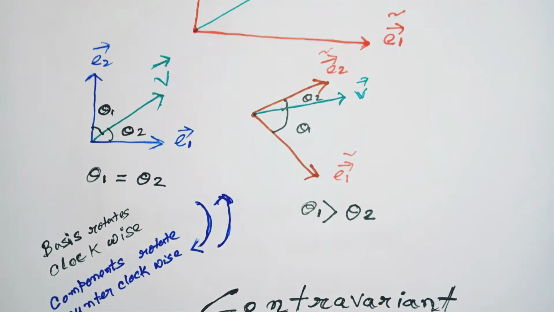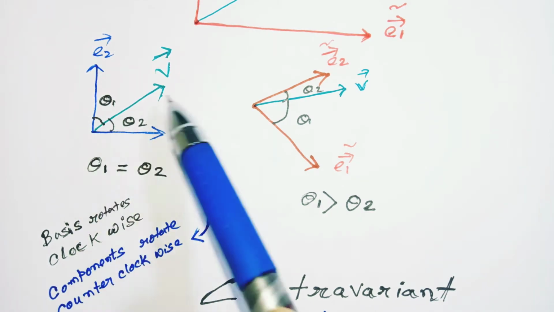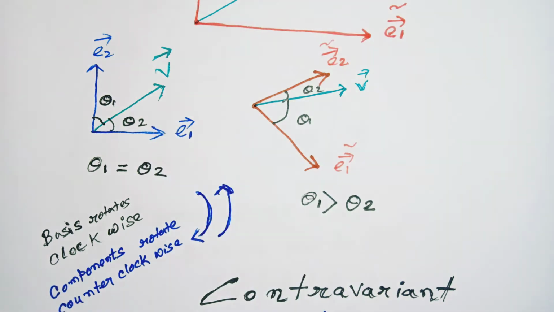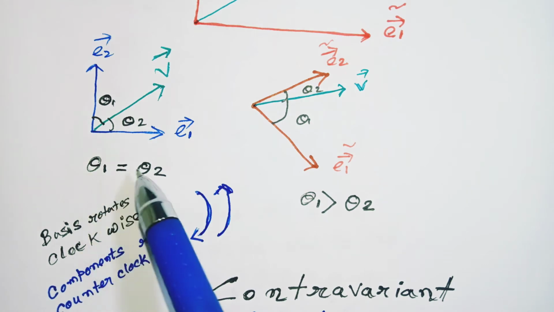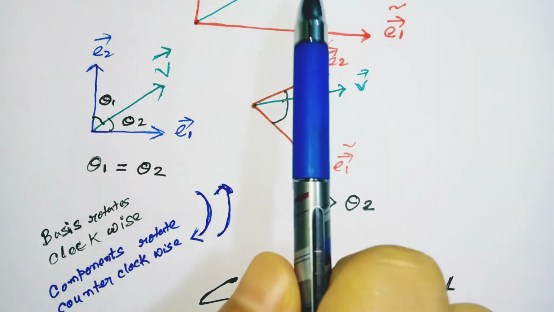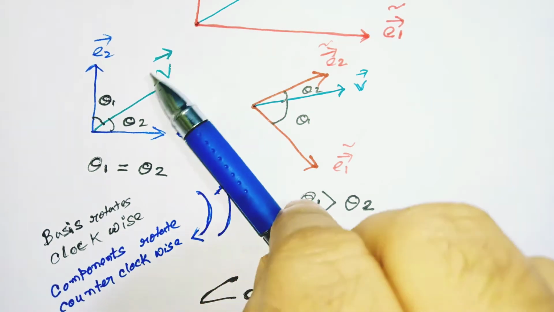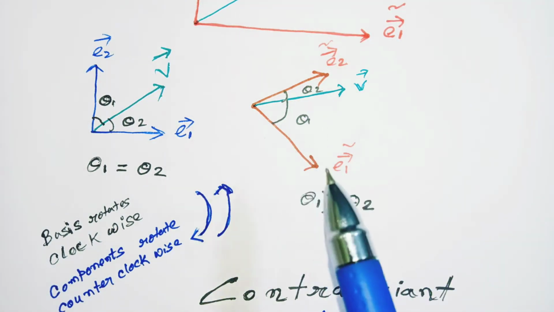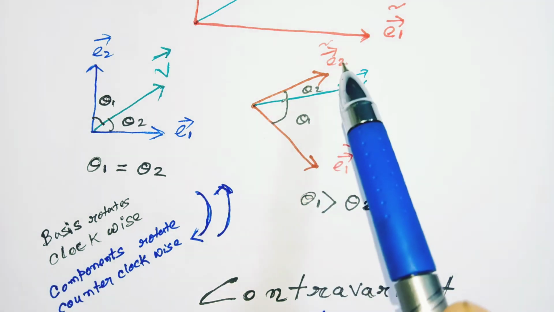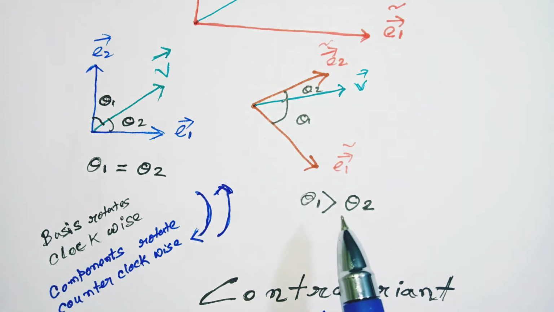Here is another classic example where again we have the old basis vectors E1 and E2, and there is a vector V which is almost at 45 degrees. We have an angle theta, and we say theta 1 equals theta 2 because more or less it seems the same. When we rotate the basis, we get new basis vectors E1 tilde and E2 tilde. The vector V remains the same, but angle theta 1 is now greater than theta 2, right?